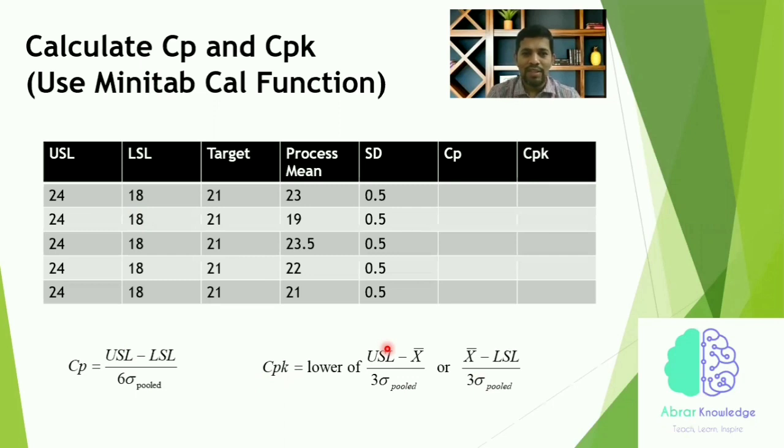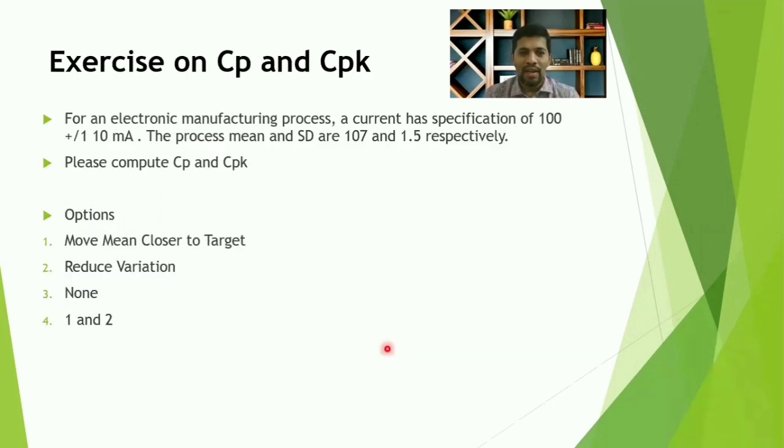Another one is an exercise I have picked up for an electronic manufacturing process. A current has a specification of 100 milliamps plus or minus 10 milliamps, so 90 and 110. The process mean and standard deviation are 107 and 1.5 respectively. We need to compute CP and CPK, and also find out what we need to do: whether we need to move the mean closer to the target, reduce the variation, do both 1 and 2, or none. So stay tuned.